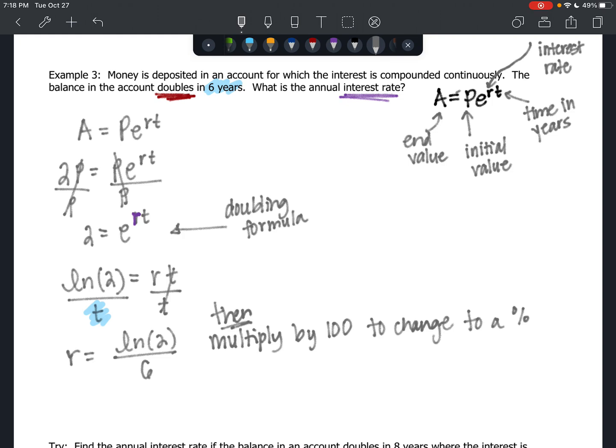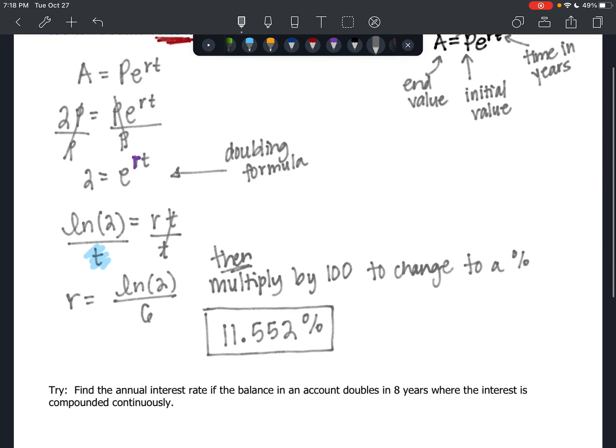Okay, so then we're going to have 11 point something. So go ahead and put that in your calculator, multiply by 100, and then when we round it, we get 11.552%. So we want to round to the 3rd decimal place in the percentage. And that's what our annual interest rate would be.